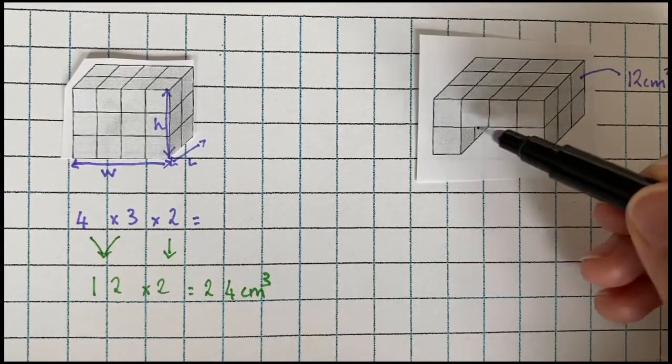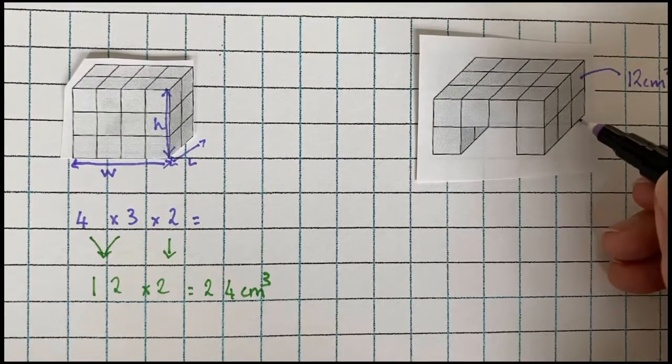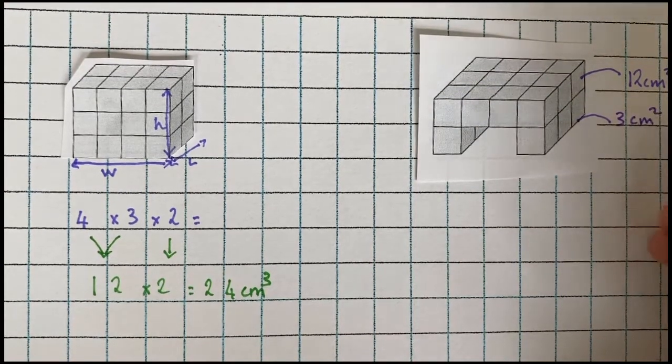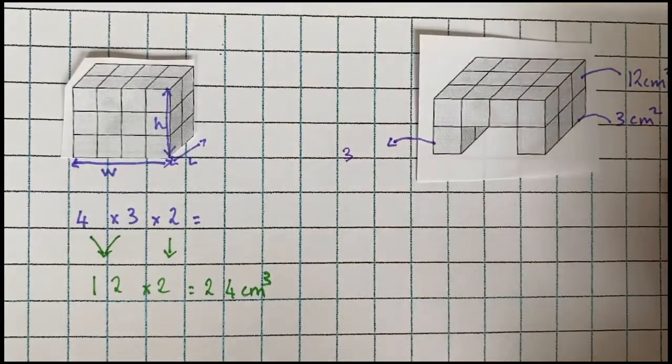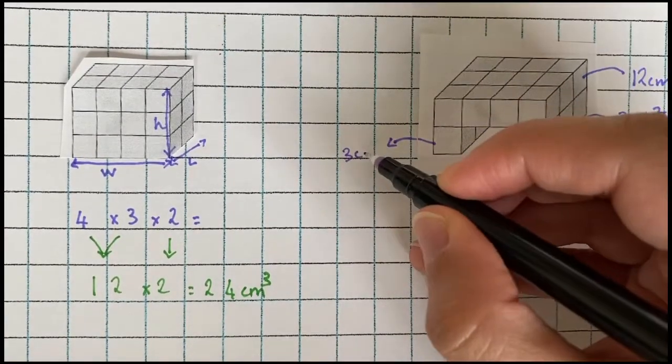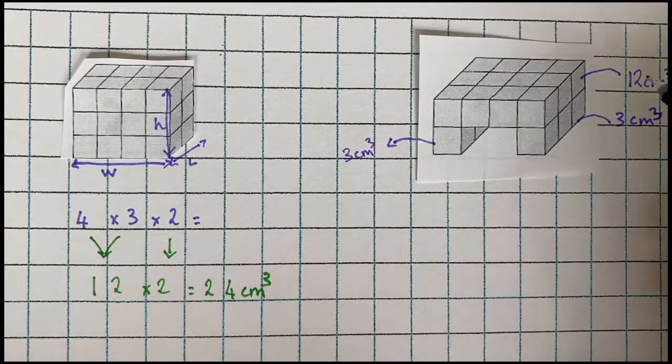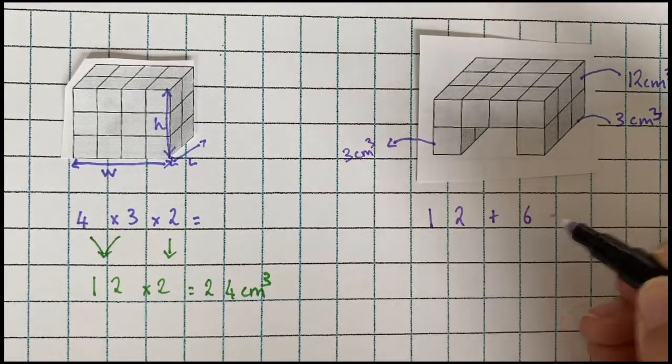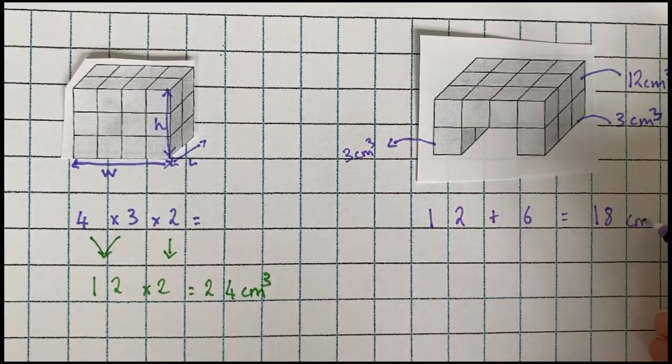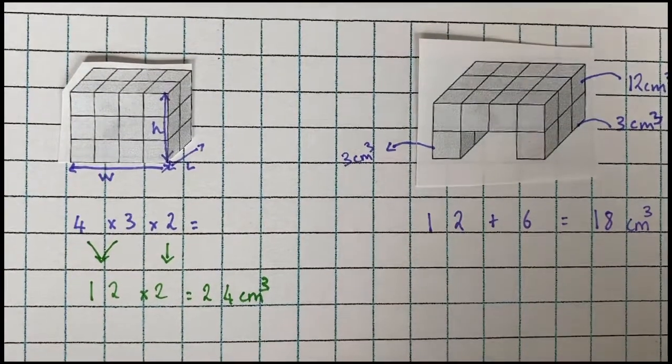And then I'm going to count the cubes on each side. So on the right I can see there are 3 centimeters cubed. And I'm going to assume that on the left there are also 3 centimeters cubed. Okay, and to find the total volume, I add them together. So I do 12 and 3 and 3, or 12 and 6, which equals 18 centimeters cubed.